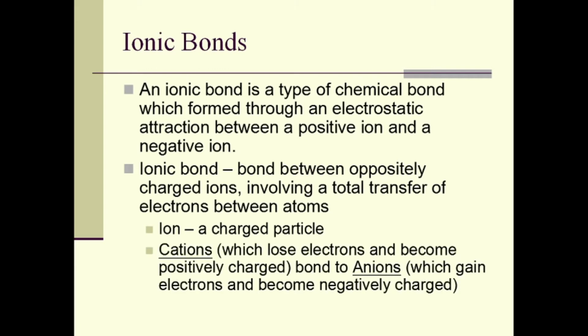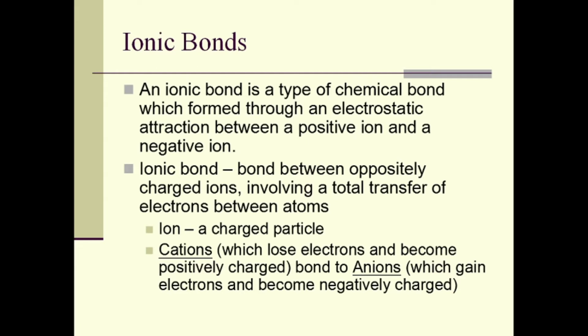We give names to them: cations and anions. Cations are those which lose electrons and become positively charged. So, a positively charged ion is called a cation, whereas an anion is one which gains electrons and becomes negatively charged. You should remember that a cation loses one or more electrons and becomes positively charged, whereas an anion has gained excess electrons and become a negatively charged ion.